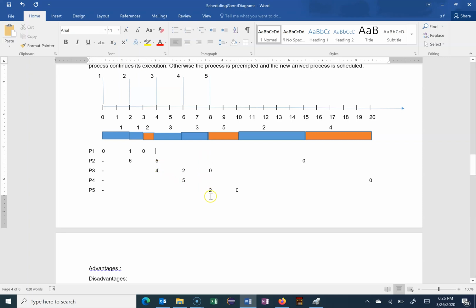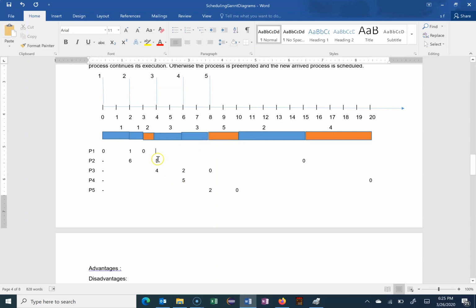So process 5 has the shortest CPU burst, and it's going to be scheduled and it's going to execute until it terminates, which is at moment 10. So now we are left with process 2 and process 4.